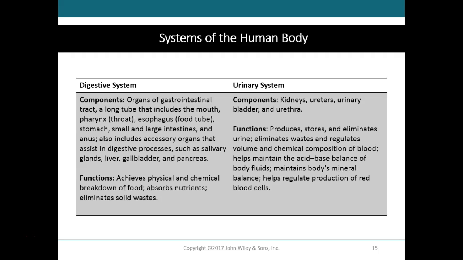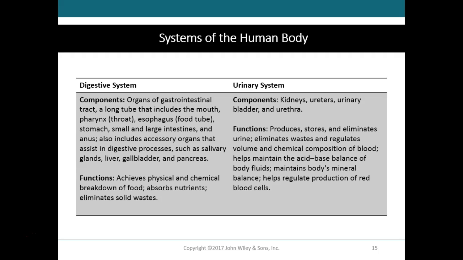The liver makes bile and the gallbladder secretes it, and the pancreas secretes enzymes that help us break down our food. So what's the function? Physical and chemical breakdown of food. So using chemicals and using the teeth and the mouth to break down food so we can get it into its smallest components and absorb those nutrients, and then get rid of any remaining waste products that we can't use.